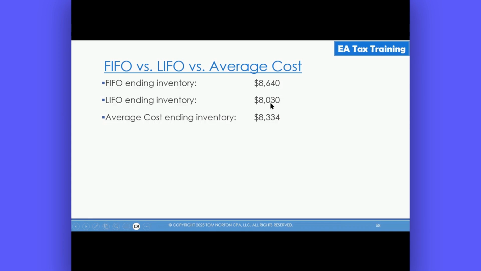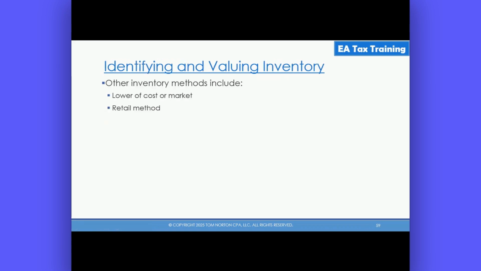And that's why the IRS is going to scrutinize it more carefully. But this just gives you an idea of how this works, especially in times of inflation. If there were no inflation and they paid the exact same amount every time they bought basketballs, then there would be no difference here. They would all be exactly the same. It's because they're paying different amounts at different times that you are going to have these different results.